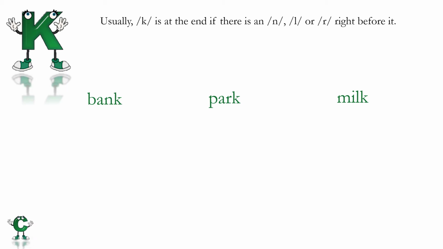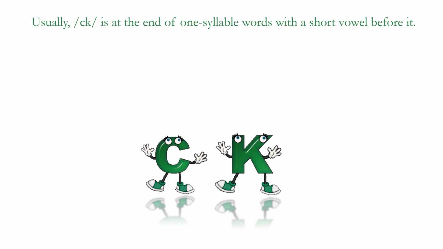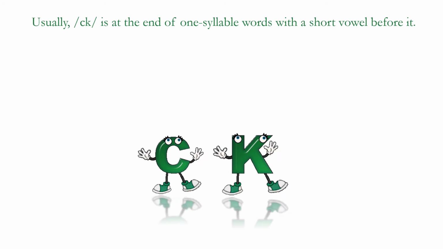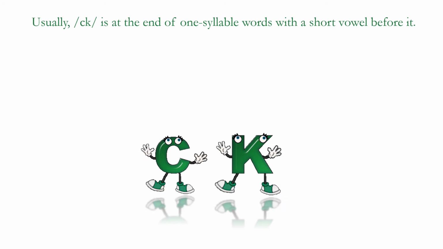Okay, let's move on. So then we've got these two together again. And like I mentioned in another video, C and K never, ever start a word. They're always at the end of a syllable. Sometimes they might be in the middle of a word like chicken or ticket, but they're at the end of a syllable. Okay, so usually CK is at the end of one-syllable words with a short vowel before it, before this digraph.